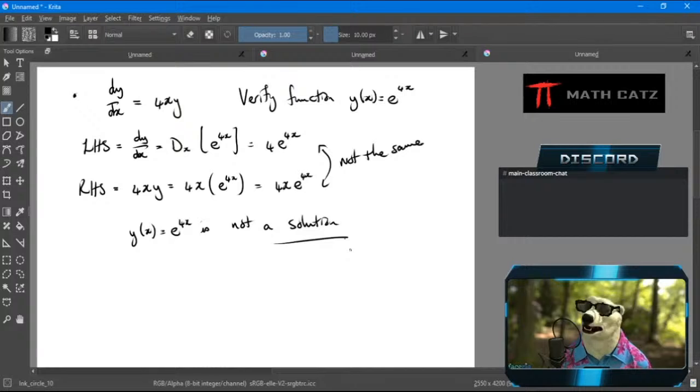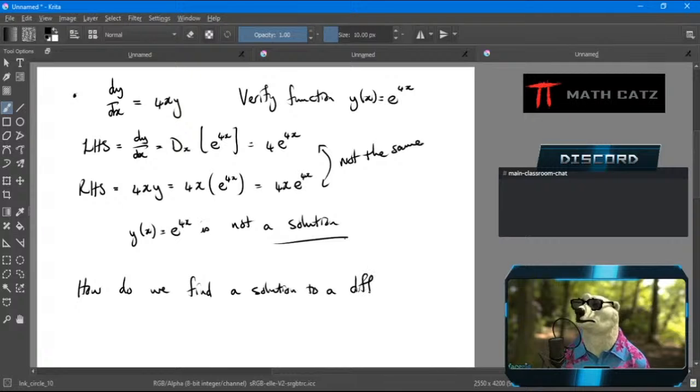You can then say, okay, well, that wasn't a solution. Great. How do we then find a solution? It's fine if you give me one and it works, but if you give me one and it doesn't work, or you don't give me one, how do I find a solution to a differential equation?